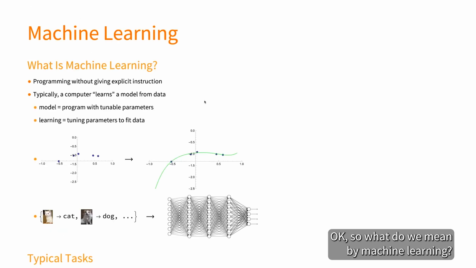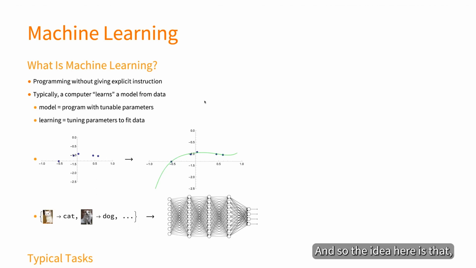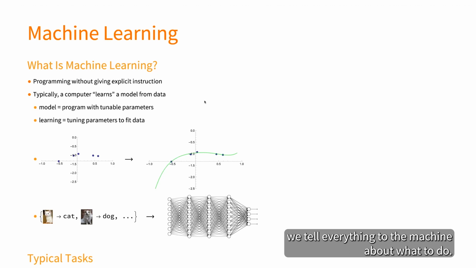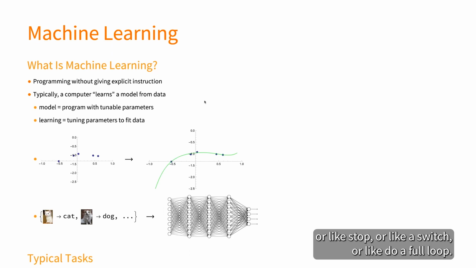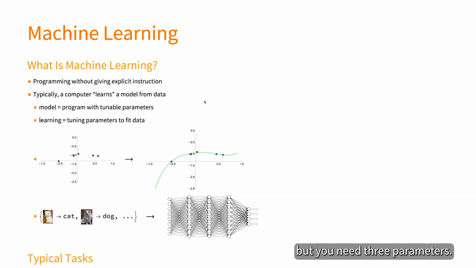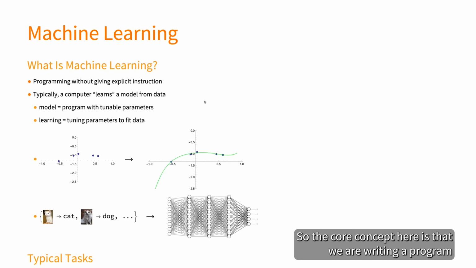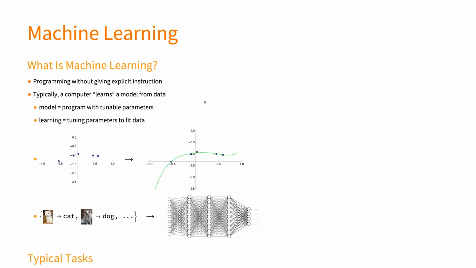Okay, so what do we mean by machine learning? Well, just by looking at the literal meaning of the words, we are teaching something to a computer. The idea here is that when we write a program, for example, we tell the machine everything about what to do. Like if there is this, do that, or stop, or switch, or do a for loop. With machine learning, it's also like normal programming, but you leave some parameters, and these parameters are meant to be filled in by the data. So the core concept here is that we are writing a program that can accommodate knowledge from real world data, and this is very powerful.